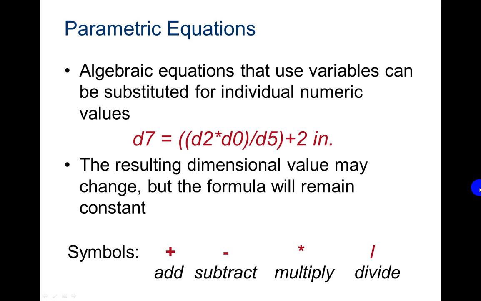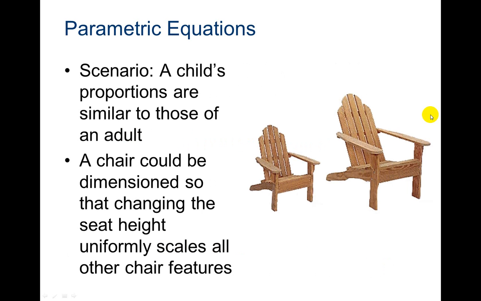Algebraic equations that use variables can be substituted for individual numeric values. So here's just those dimensions that I was talking about. The resulting dimensional value may change, but the formula will remain the same. You're going to use symbols like adding, subtracting, multiplying, and dividing. Most of the time for parametric equations, you're going to be multiplying and dividing because you're wanting ratios. You're wanting to size something up or down.